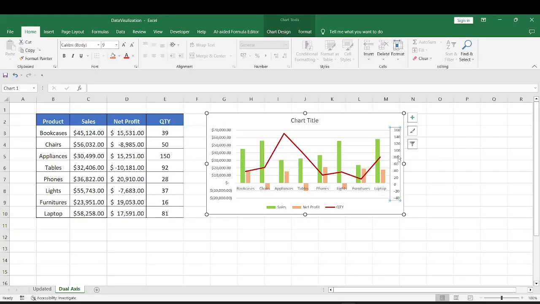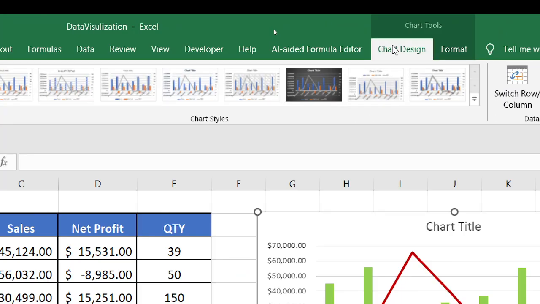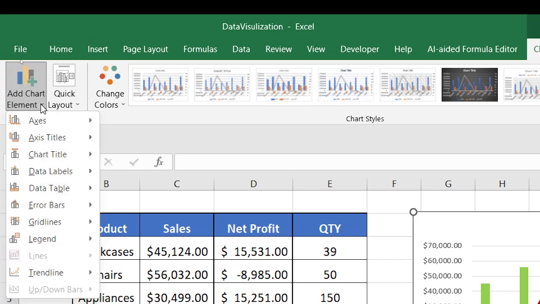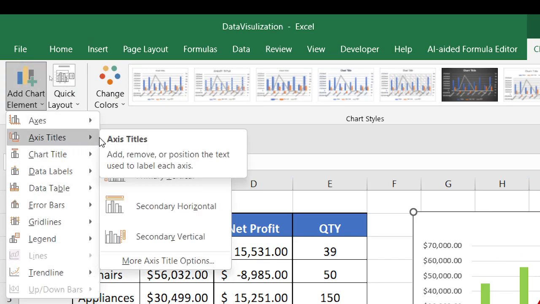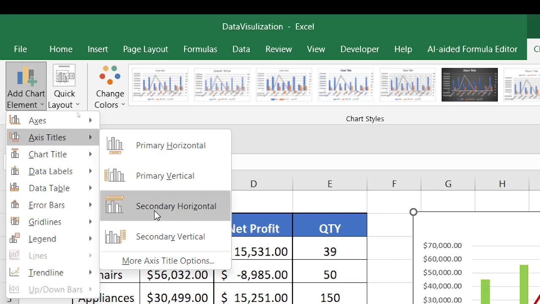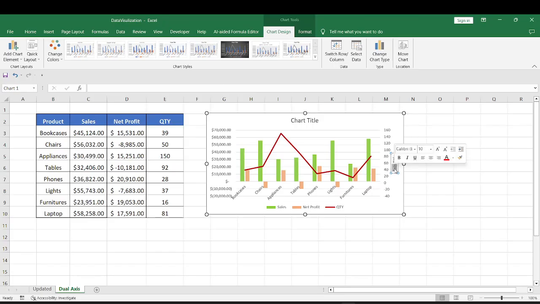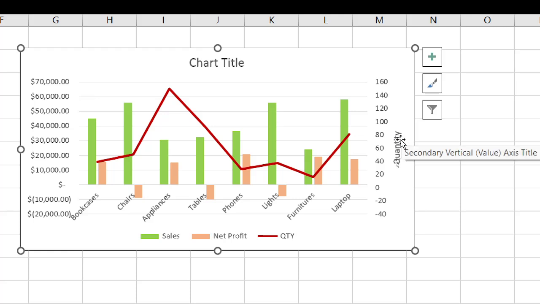For us to get a clear understanding about this axis, let's go to chart design, add chart element, axis titles, and this is for secondary. So we just keep it as vertical one. So let's keep the vertical axis title for secondary axis. And here we can mention quantity. Now we understand that these numbers are related to quantity.